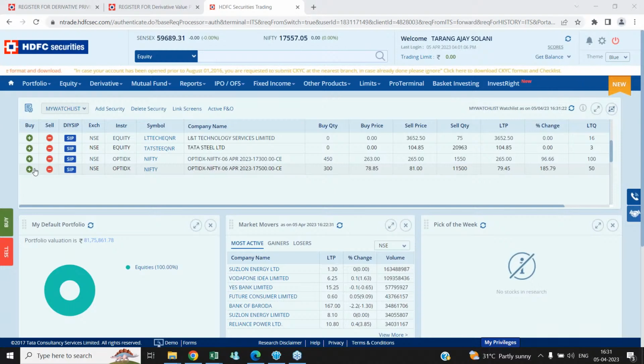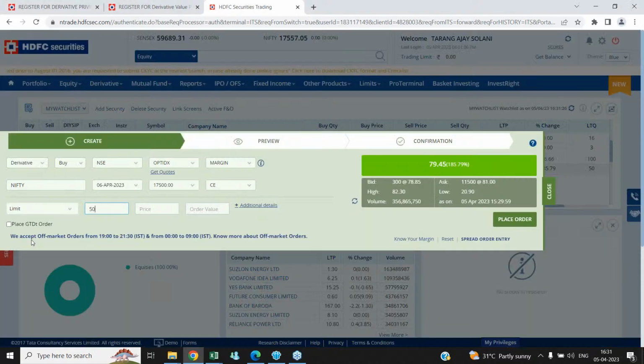So here, if you want to buy after the market hours, you can do it. These are the specific times at which you need to order. We accept off-market orders from 7 p.m. in the evening to 9:30, and then from midnight 12 o'clock to the next trading session at 9 o'clock. Right now, it is only available for index futures and index options, and only in Entrade and Empowered, that is the web trading portal.